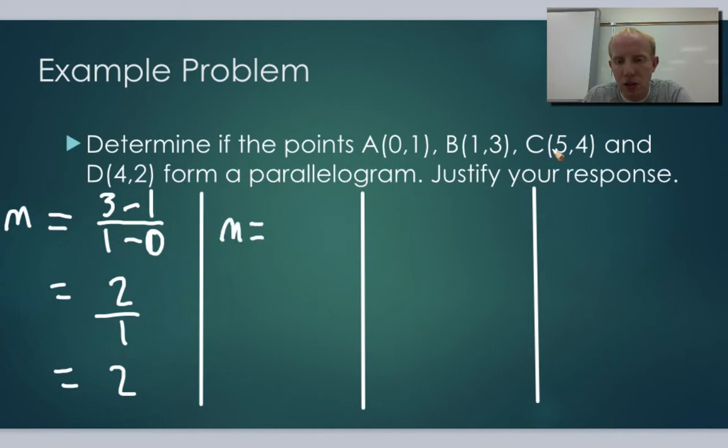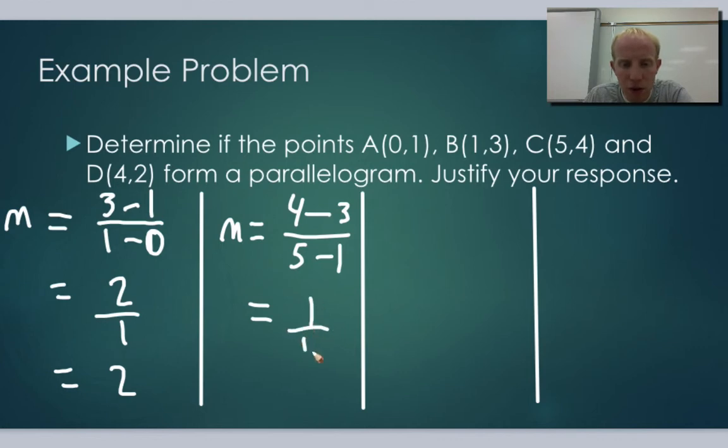Now let's find the slope from B to C. C is going to give us the second point, so y2 is going to be 4 in this case, y1 is going to be 3, x2 is going to be 5, and x1 is going to be 1. So the slope in this case is 1 over 4. If this is a parallelogram, the opposite sides are going to have to match, which means the next slope better equal 2, and the slope after that better equal 1/4. If that doesn't happen, then we don't have a parallelogram.